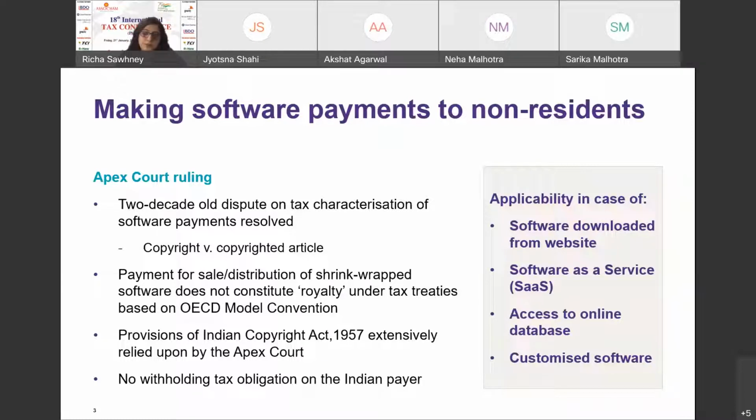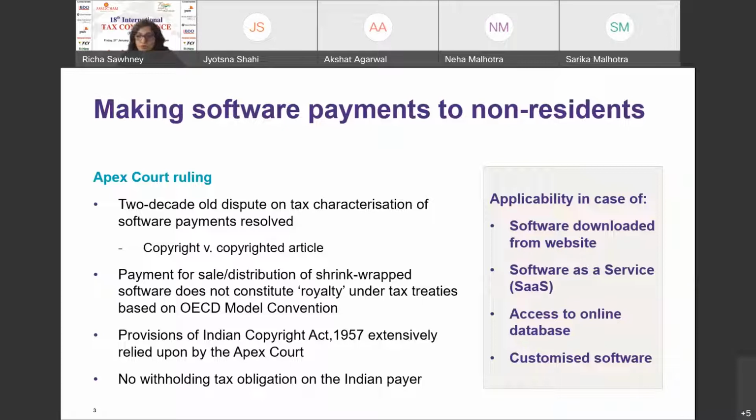Another important aspect of this decision was the reliance that they placed on the Indian Copyright Act provisions. The court held that there cannot be any copyright in existence in India outside the purview of the Indian Copyright Act. And it is extremely important to see the terms of the license agreement in light of the provisions of the Copyright Act. Now, an update on this. The Revenue has filed a review petition as regards this ruling.